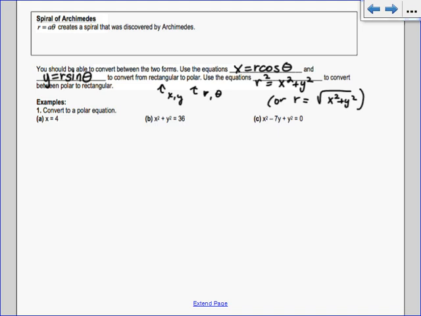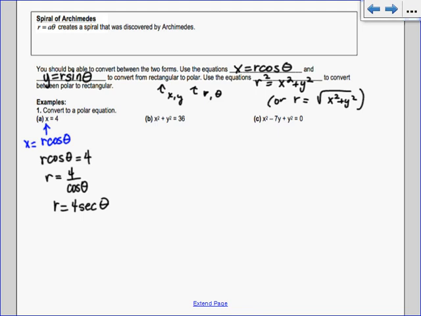Okay, so for the first one, these first examples are in rectangular form, so they all have x's and y's, and we want to switch it so that everything is in terms of r and theta. So if you have x equals 4, we can replace x with r times cosine theta. So what we really have is that r times cosine of theta is equal to 4. If you solve for r, which most of the polar equations will be solved for r, you will get r equals 4 over cosine theta. In other words, r equals 4 times secant theta.